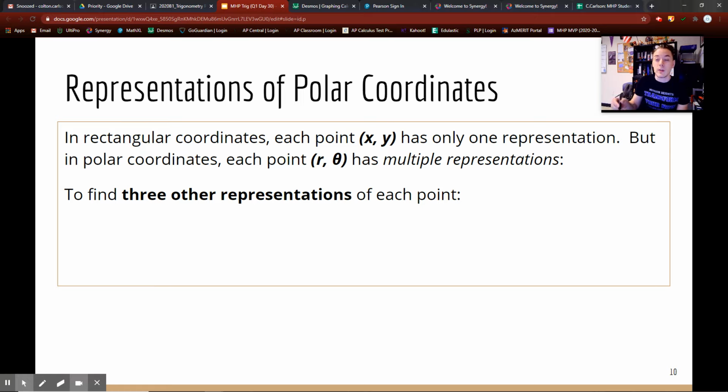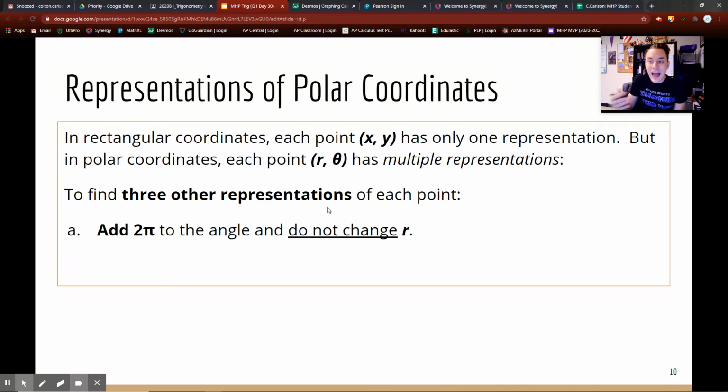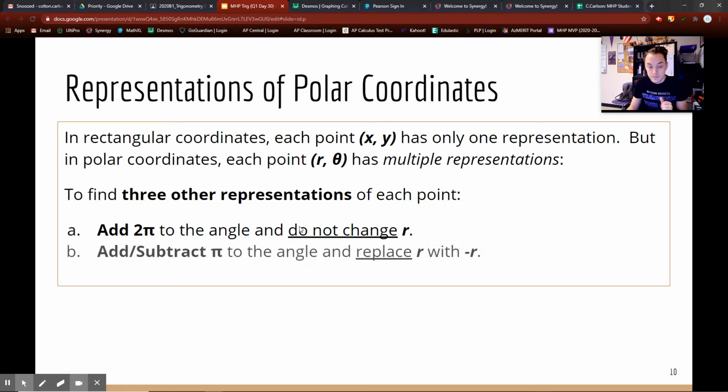So think like coterminal angles. When we learned that in the first week of class, there was technically an infinite amount, but most of the time they only ask you to find 2. So add 2 pi or subtract 2 pi and you got it. In a similar way, that's what we're going to be doing here. We're going to be adding and subtracting pi or 2 pi. So in the first case, I can add 2 pi to the angle, and I do not change r.